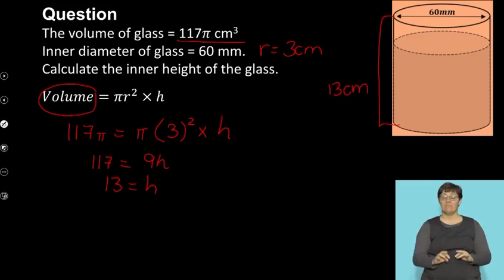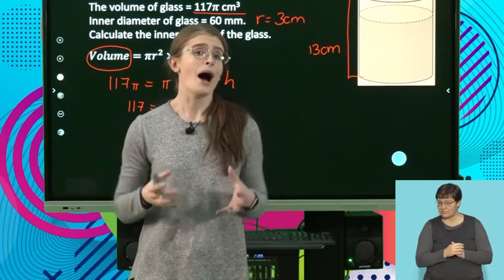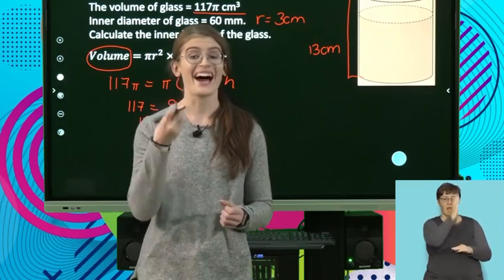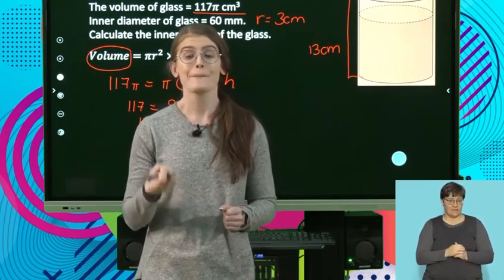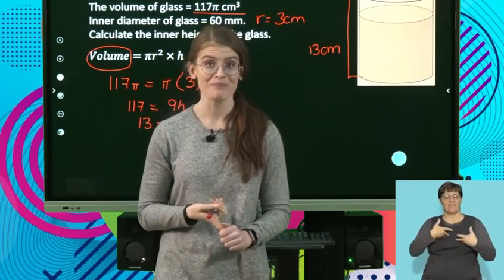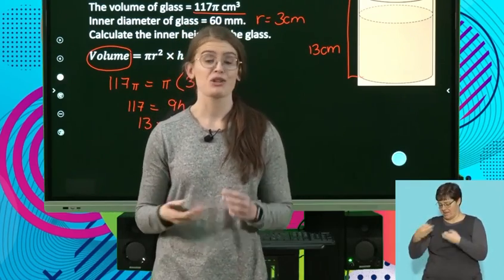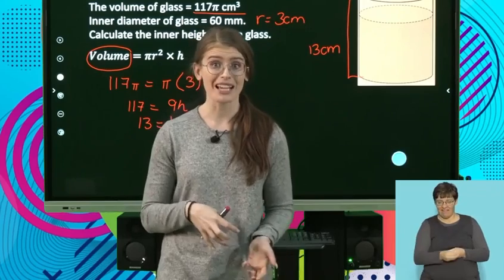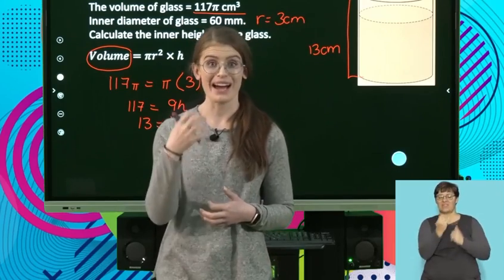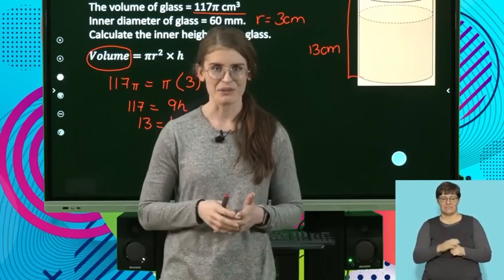Great everyone, so I hope that you're with me so far. I was able to determine what the height of the glass was because I was actually given the volume and I was given the radius. So by substituting into the volume formula, I was able to isolate my h. Let's go on to B.